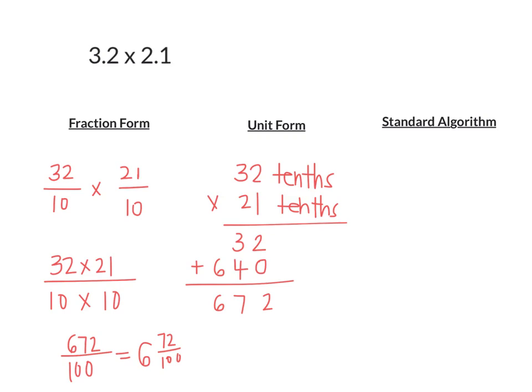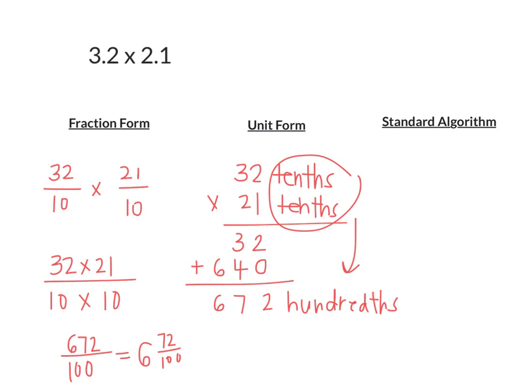Now, moving back over to unit form. Is my answer 672? No, because I have to think about the units. If I have tenths times tenths, what's 1 tenth times 1 tenth? 100. So my answer is actually in hundredths, because tenths times tenths equals hundredths. I have to remember the units. Okay, and if you forget, you just think to yourself, what's 1 tenth times 1 tenth? Well, that's going to be 1 over 10 times 10, 100.